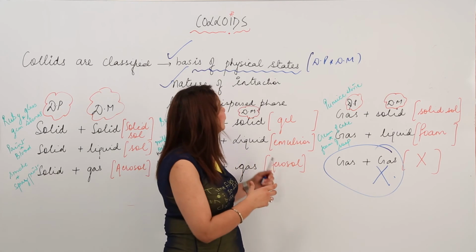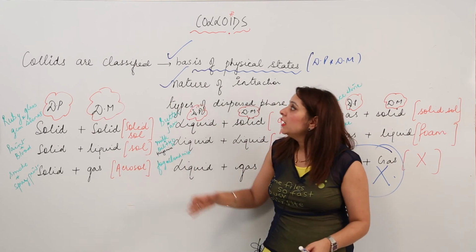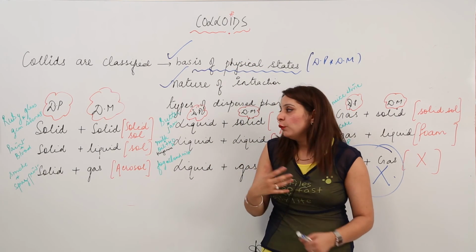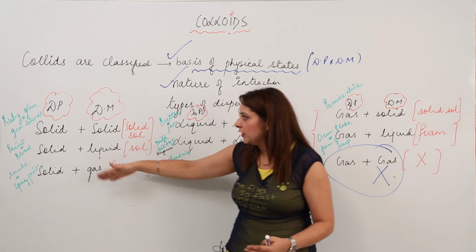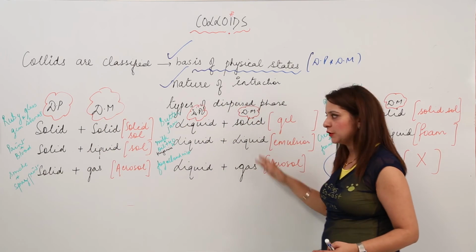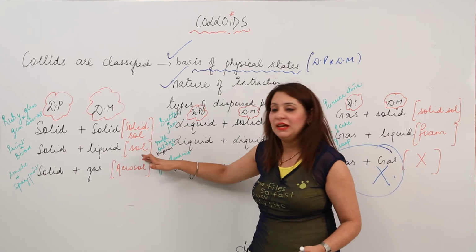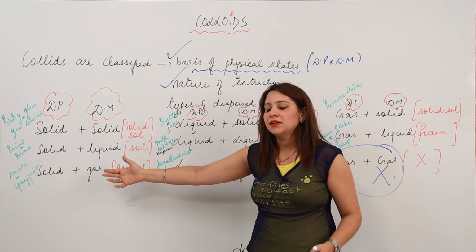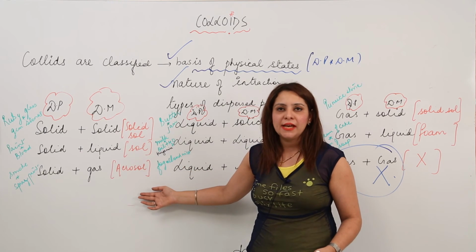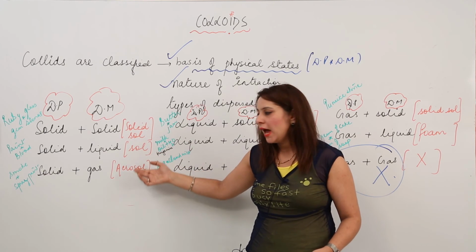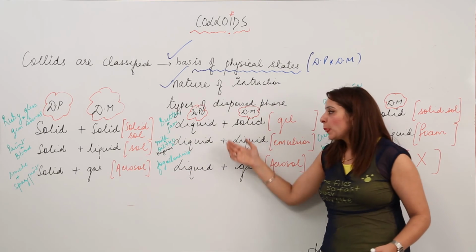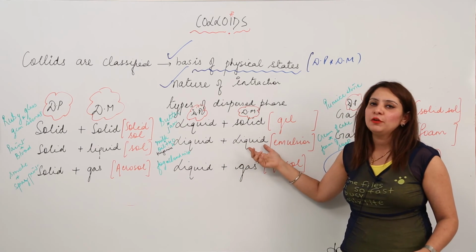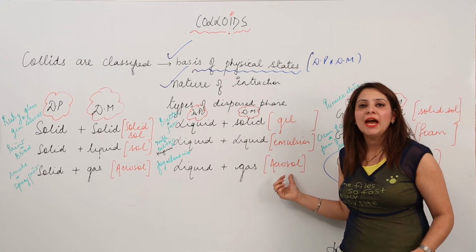So this is the classification of colloids on the basis of physical states of dispersed phase and dispersion medium. What you have to do is try to write them up: first the dispersed phase, then the dispersion medium, and try to remember the specific name given to each. Like solid in solid is solid sol, solid in liquid is sol, and solid in gas is called aerosol. Likewise, when liquid is in solid, we have gel. When we have liquid in liquid, we have emulsion. When we have liquid in gas, we have aerosol.